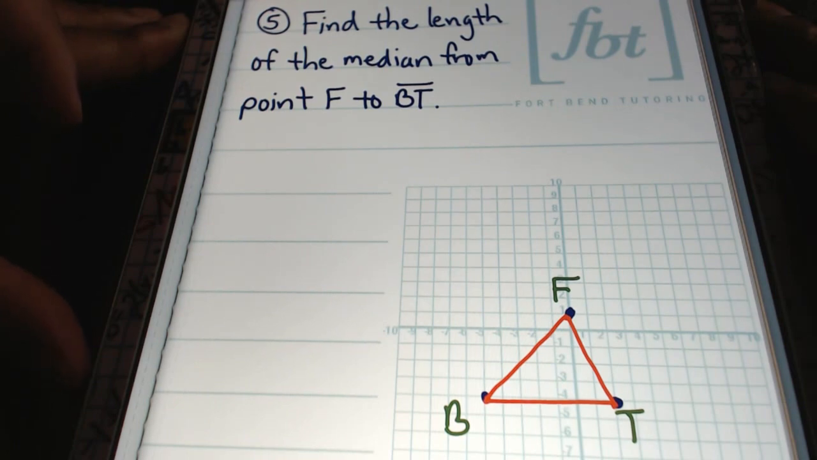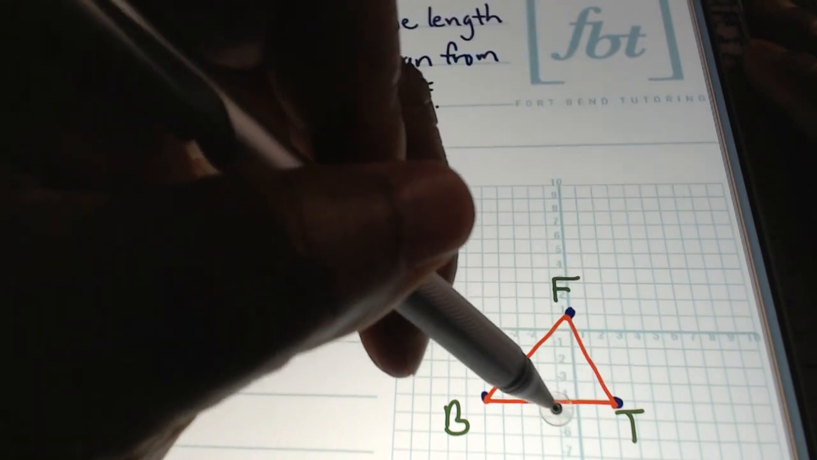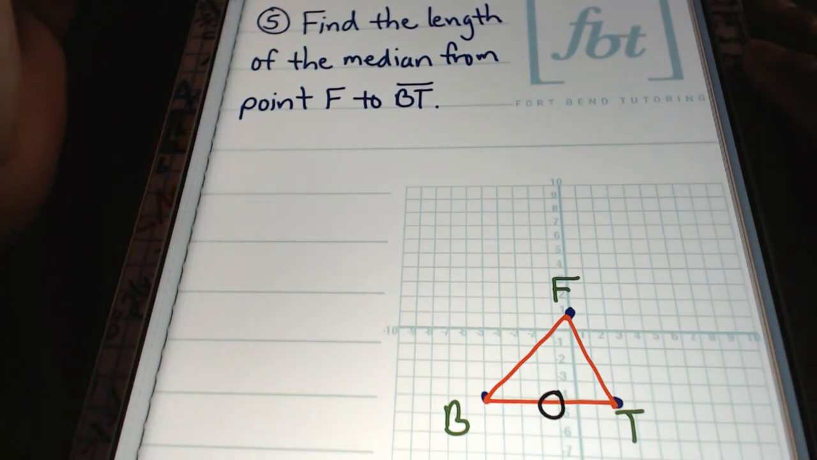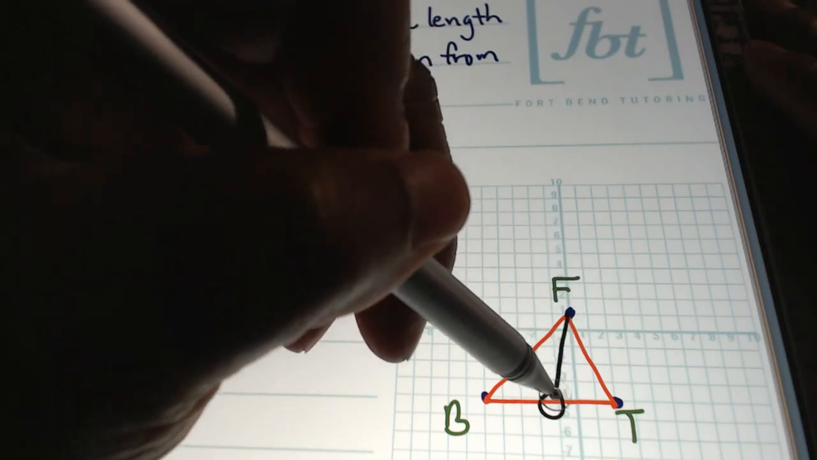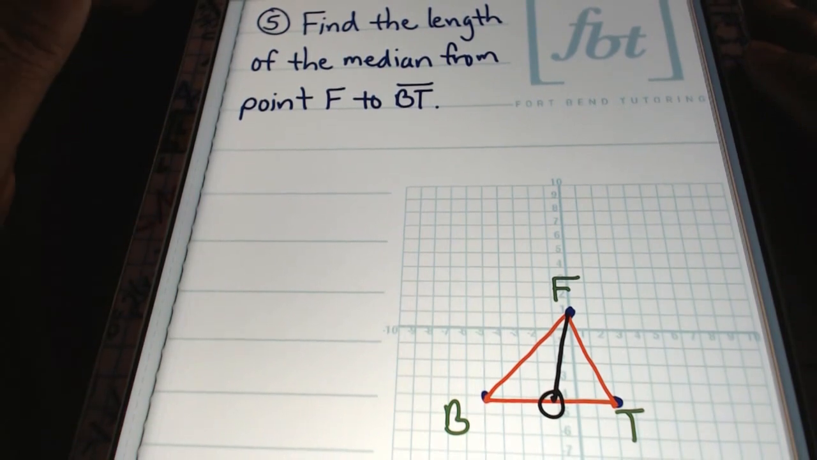It says to find the length of the median from point F to BT. So what they're looking for, guys, is to identify where the midpoint is between B and T. There's going to be a midpoint in this area that we need to solve for, and we'll need to find the length of the median from point F to this midpoint on BT. This is the median of the triangle.